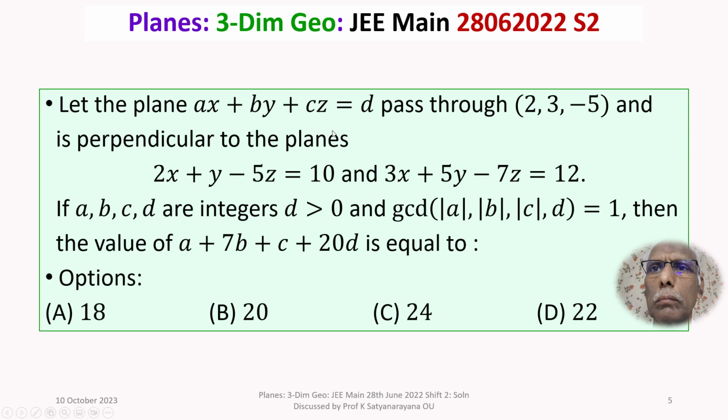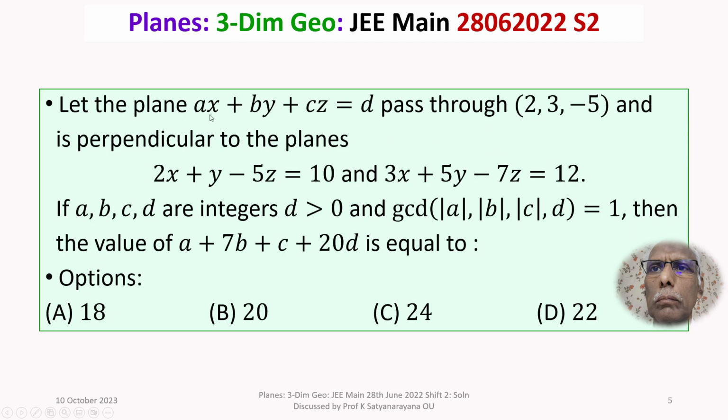The problem says the plane ax plus by plus cz is equal to d passes through this point 2, 3, minus 5 and it is perpendicular to these two planes. This is the first plane and this is the second plane.